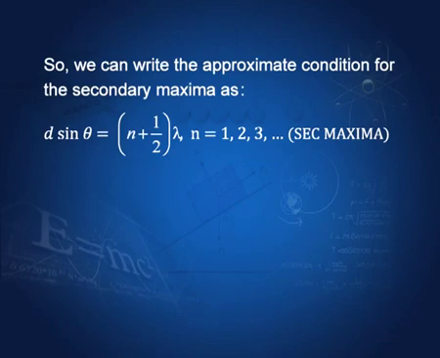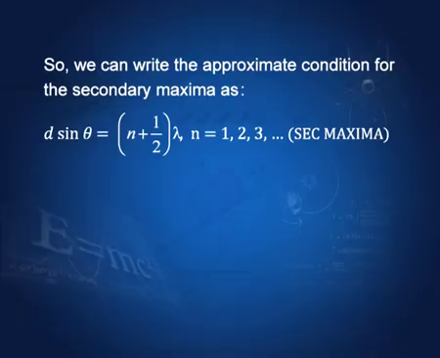Therefore, one can write the relation for the secondary maxima as d sin theta equal to n plus half times lambda. You remember, d sin theta equal to n lambda was the condition for the minima. For secondary maxima, the condition is n plus half times lambda, where n is 1, 2, 3, because we have approximated that the secondary maxima are halfway between the two minima. So, n plus half lambda gives us the secondary maxima.